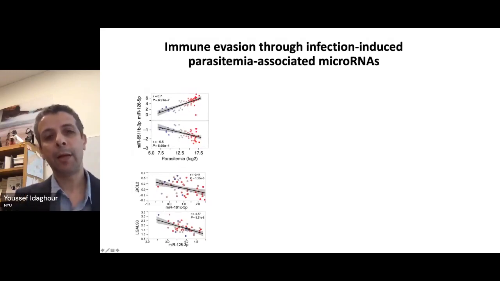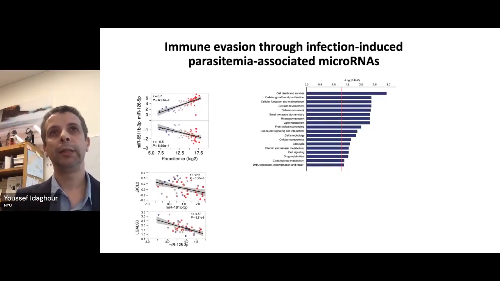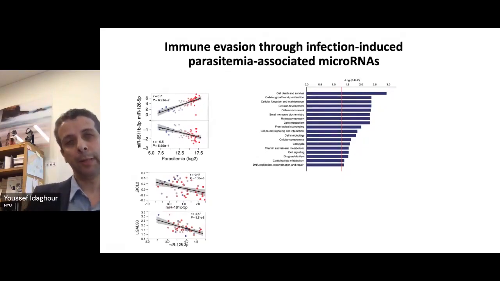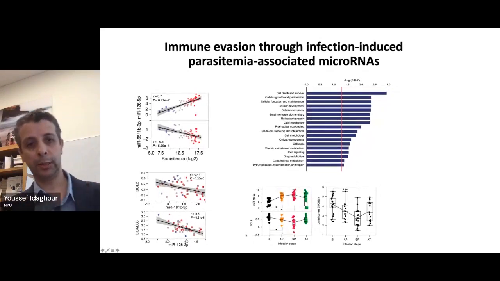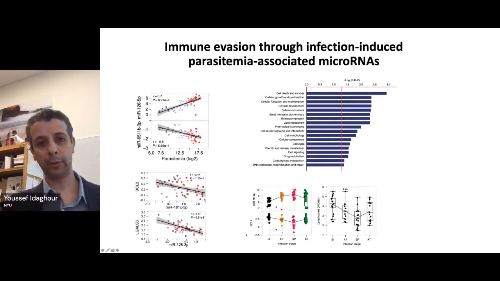Now, when we take the 1,000 messenger RNA that are negatively correlated with microRNA, we did enrichment analysis, and we discovered that the top pathway that is enriched is cell death and survival. Other pathways are also affected, but our focus was really on cell death and survival. And the reason for that is because of this gene, BCL2, which is an anti-apoptotic gene. So when the gene is expressed, the cells don't undergo apoptosis. If the gene is downregulated, then you trigger apoptotic processes.